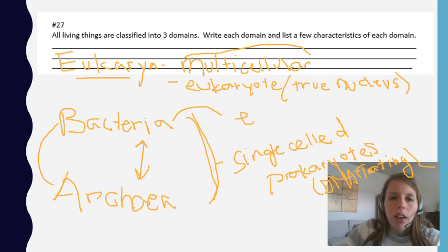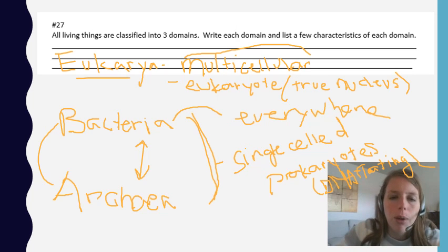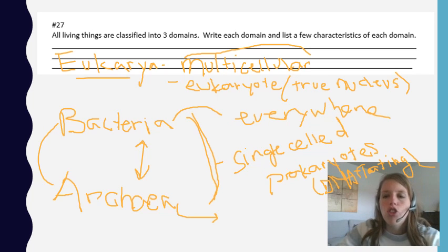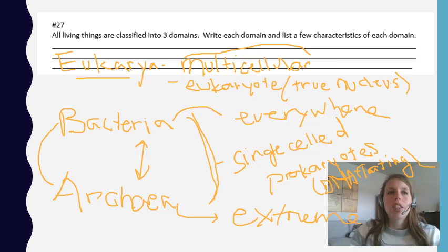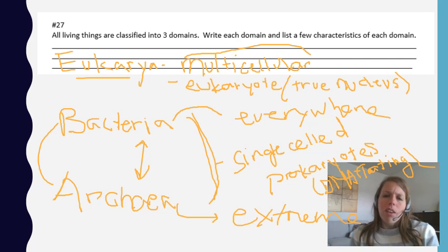Bacteria live everywhere. I want you guys to put this in better quality writing than I'm doing. You don't have to have it look like a kid wrote it. Archaea, do you remember? They live in the extreme places in the world, like volcano vents or deep sea ocean. The Great Salt Lake has some archaea. They have something in their cell wall that allows them to live in those extreme places. So this was a little busy, but hopefully you can pause it and write some of these things down.